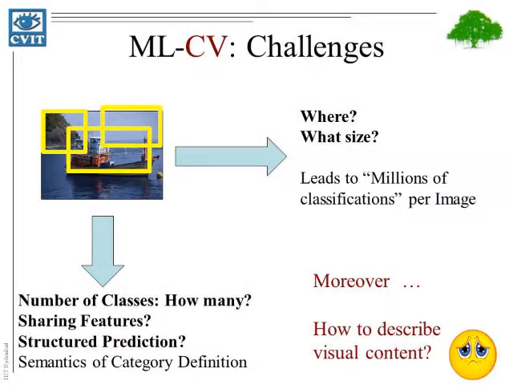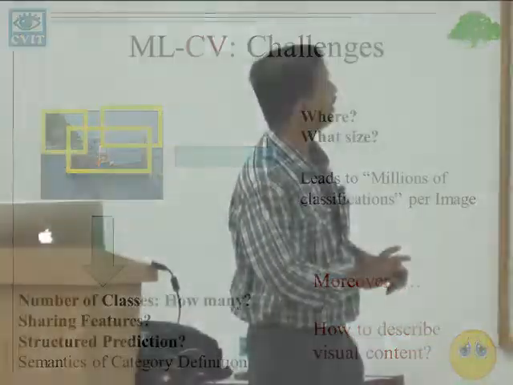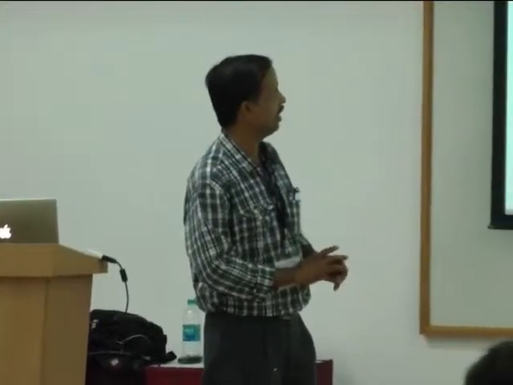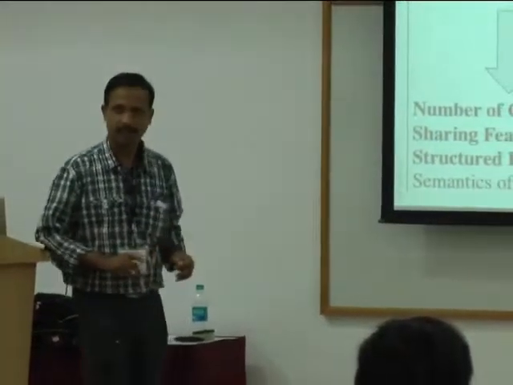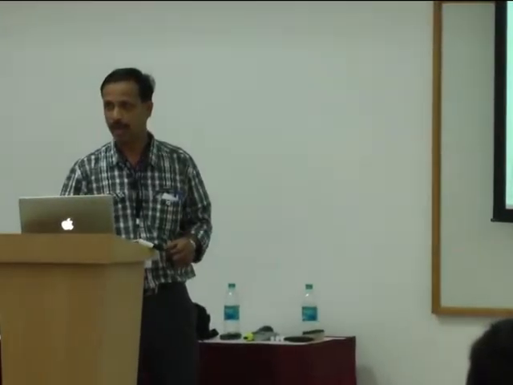So if you look at the challenges from a machine learning or computer vision point of view, there are many. First, if I want to know what's a boat, I would like to classify the pixels or the regions corresponding to the boat. So I would like to get regions, and then give them to a classifier. It says that it's a boat.